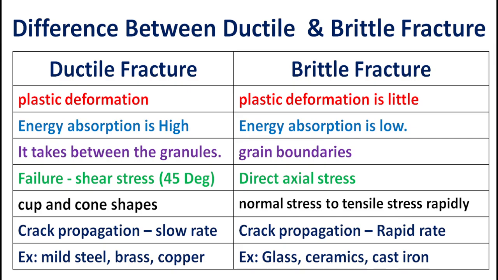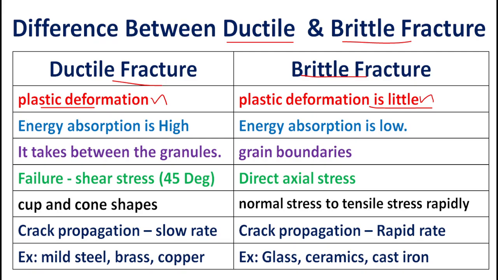Difference between ductile and brittle fracture. Ductile fracture involves plastic deformation. During ductile fracture there is plastic deformation, whereas in brittle fracture plastic deformation is very little.